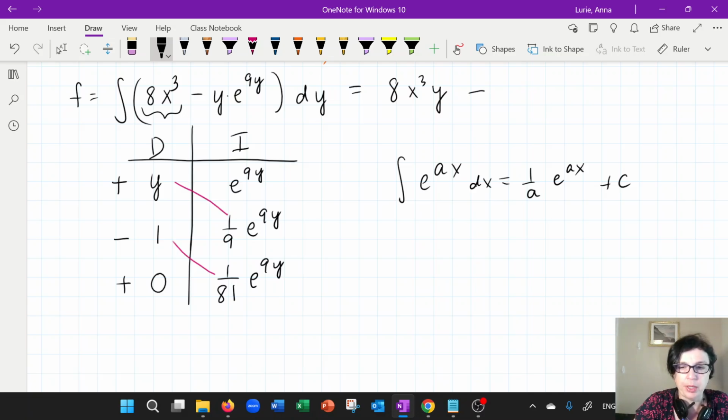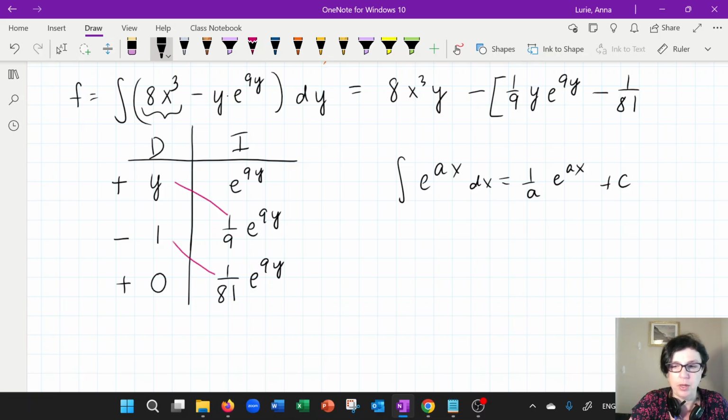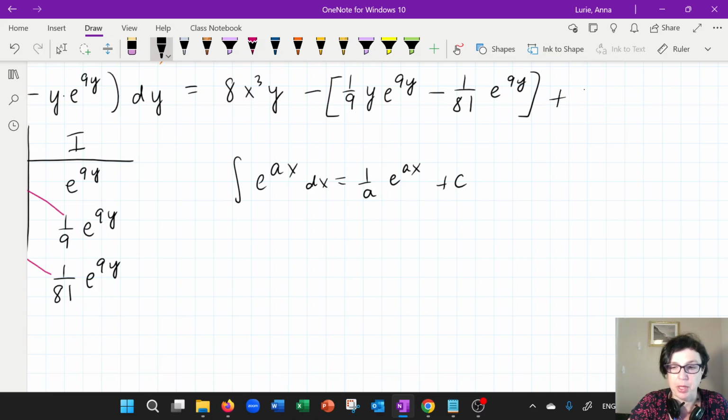And remember that we're going to subtract this. So I will put it in parentheses. It's going to be 1/9. We always put the number in front. Then y e to the 9y. And then it'll be minus 1 over 81 e to the 9y. Okay. Now, this possibly has plus something else that has only the other variable in it. This will actually be C2, some other constant.